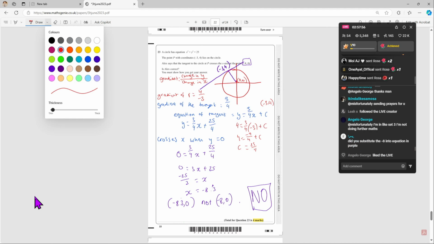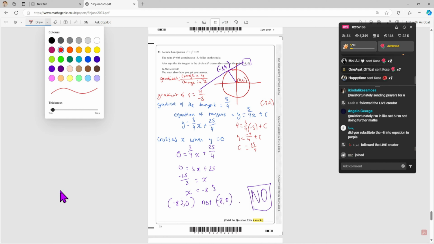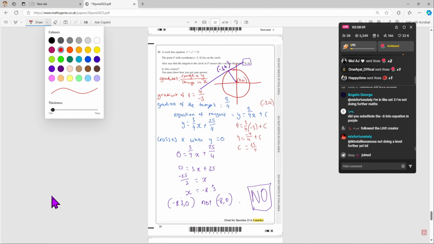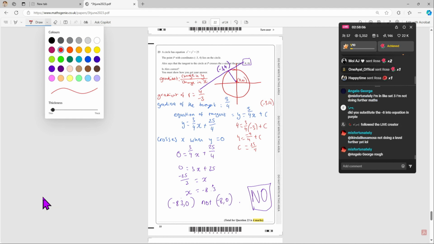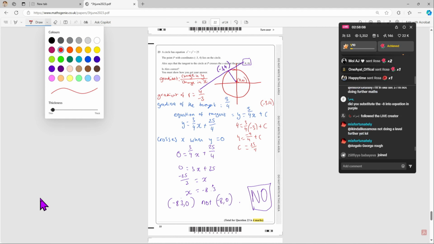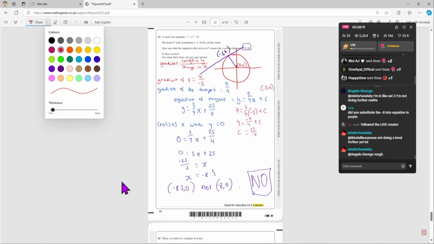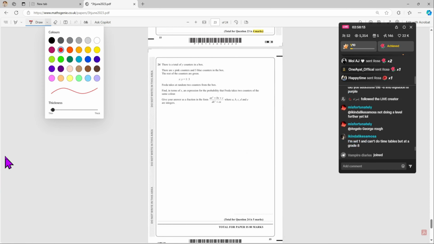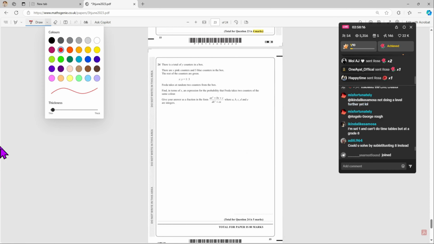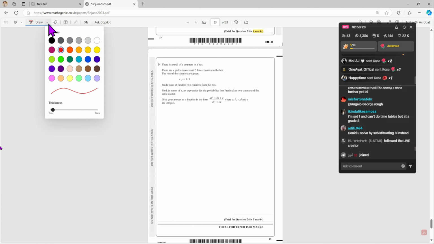Yes, I substitute the 0 into the equation to find x, okay? So we can still solve it by substituting 8, but you shouldn't get 0, I mean.